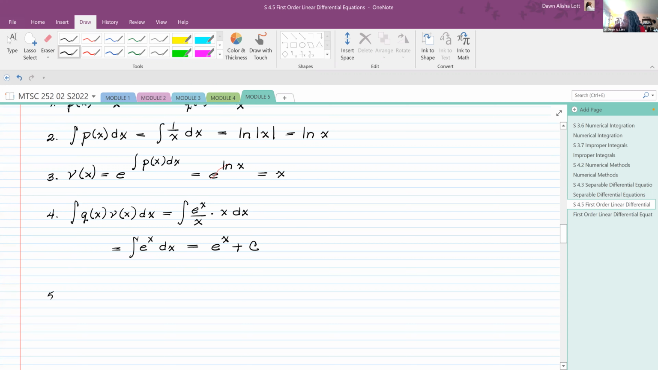Okay. So step 5 says y, the solution, is the integral of q of x, v of x dx, plus, don't forget that constant. That's why I always write that constant out. Divided by v. So that is e to the x plus a constant divided by x. And we are done.